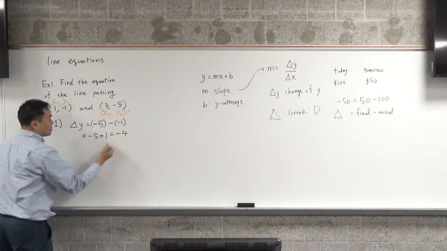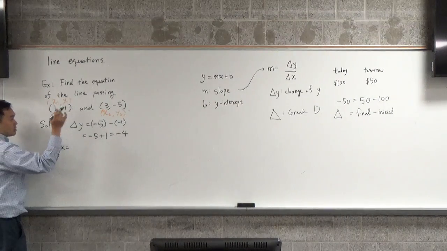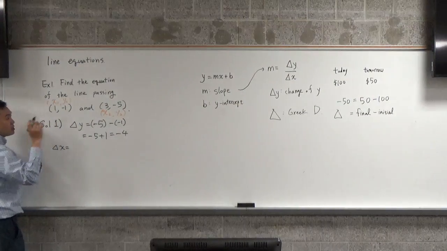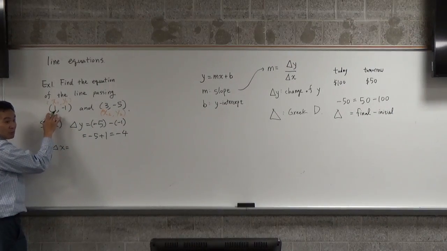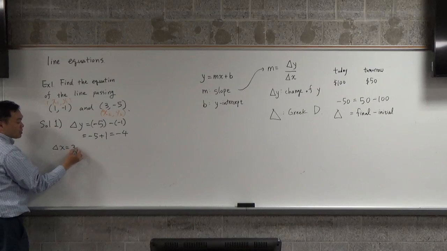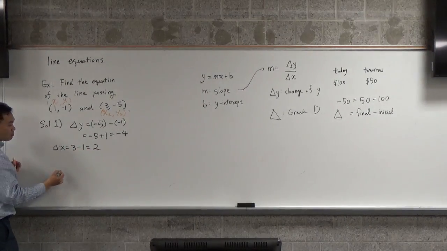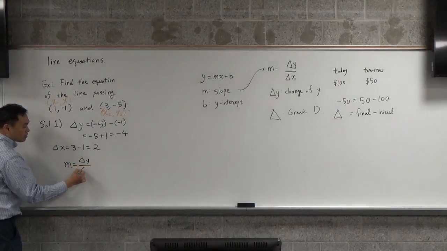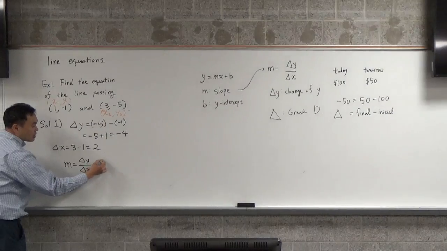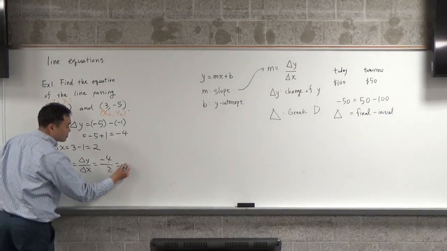Okay, and minus minus is plus, so it's going to be -5 plus 1. What is that? -4. Now let's think about the change of x. What's change of x? What minus what? 3 is the terminal value of x. 1 is the beginning value of x, right? So you're going to do 3 minus 1, which is 2. Okay, that tells us what the slope is. What is the slope? m is change of y over change of x, which is -4 divided by 2, which is -2.